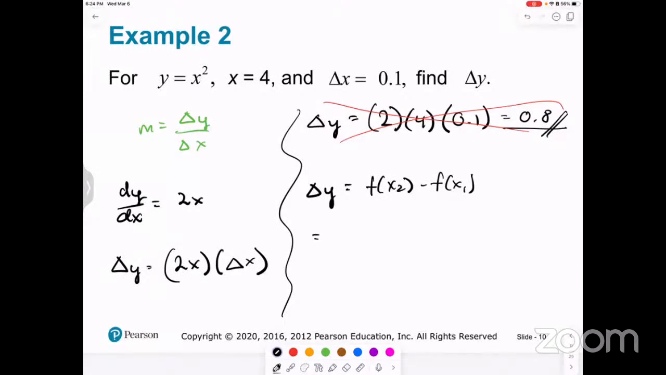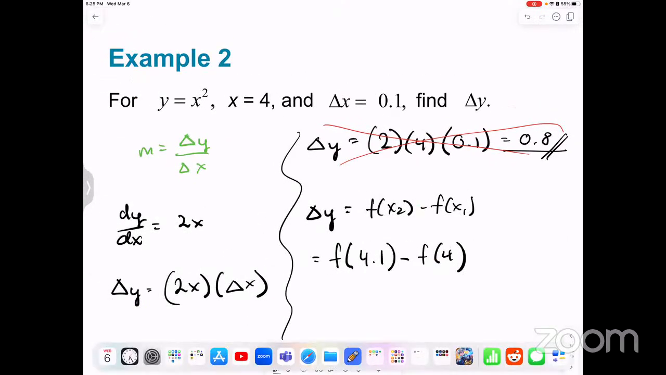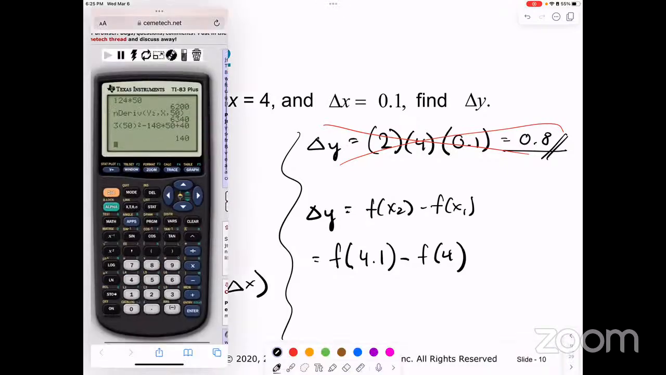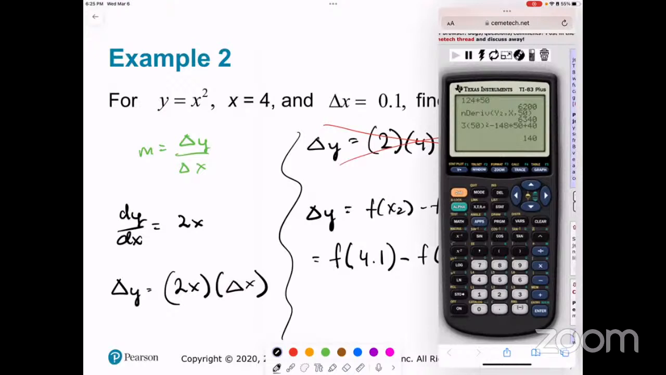Okay. So if the change in x is 0.1, then we're going to be evaluating f of 4.1. I just said the x plus the change in x. So f of 4.1 minus f of 4, right? And that's all that we're doing. Let me see if I can just do it quick here. Here it is. So we said 4.1 squared minus 16. So 0.81.